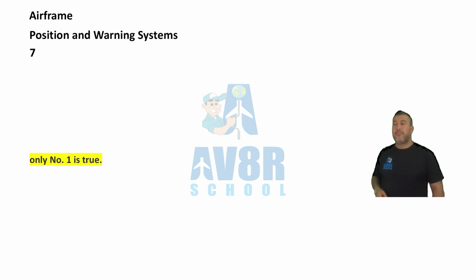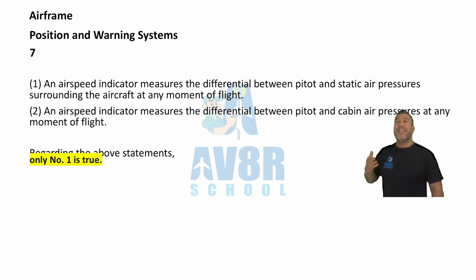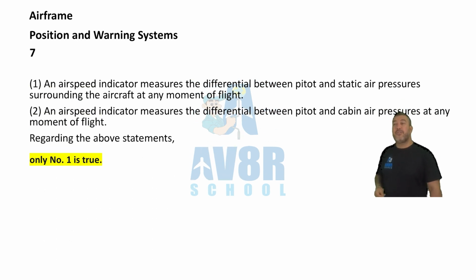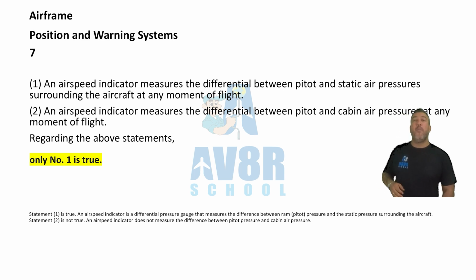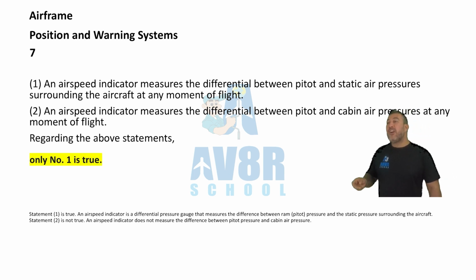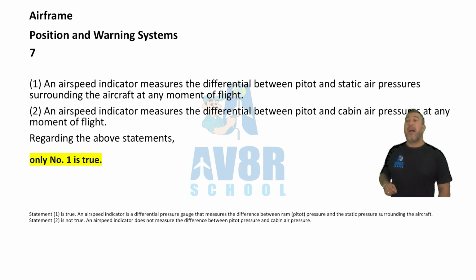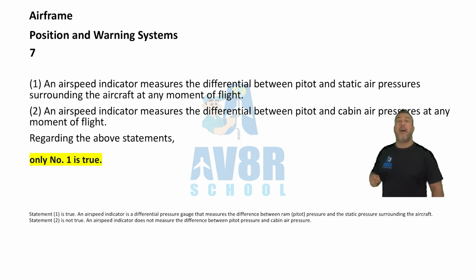Number 7. Only the first one is true. So an airspeed indicator measures the differential between pitot and static air pressures surrounding the aircraft at any moment of flight. Only the first one is true.